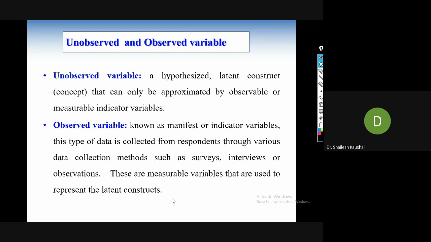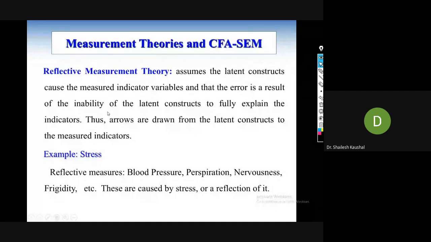In my questionnaire all the questions are the observed variable, manifest variable, or the other name is indicator variable. So when I club 3 or 4 questions, then I can identify the latent construct, the unobserved phenomena which cannot be directly observed. Now there are two things in a measurement theory: one is the reflective measurement theory, and another is formative measurement theory.